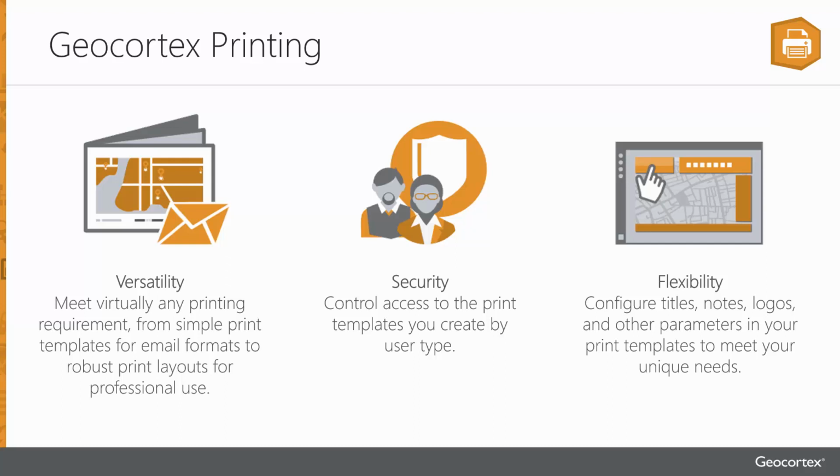Geocortex Printing allows you to meet any printing requirement from simple print templates to robust print layouts. You can also configure access to these print templates using integrated security controls. It also allows you to easily configure titles, notes, logos, and other parameters in your print templates to meet your unique needs.